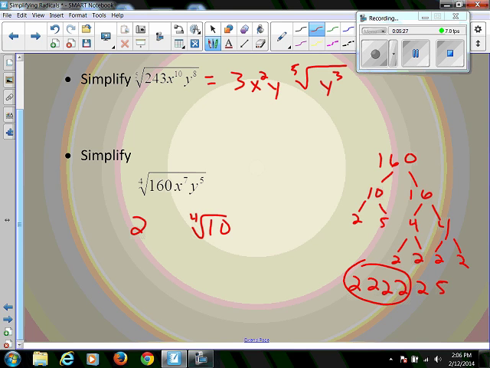This time I have 7 x's. How many groups of 4 can I make? One group. How many left over? 3. Y's. 5 y's. How many groups of 4? One group with 1 left over. Remember to check using your calculator.